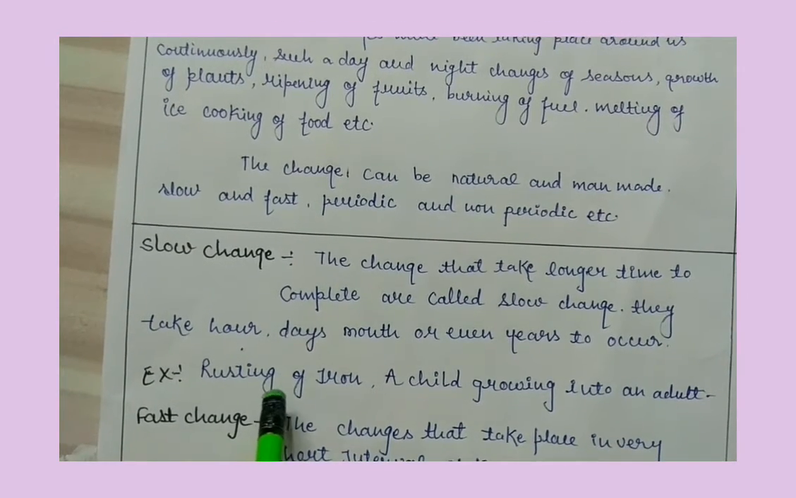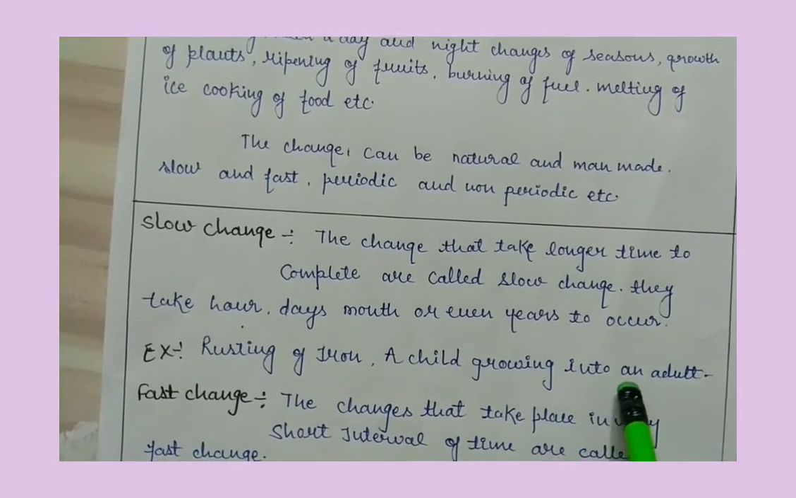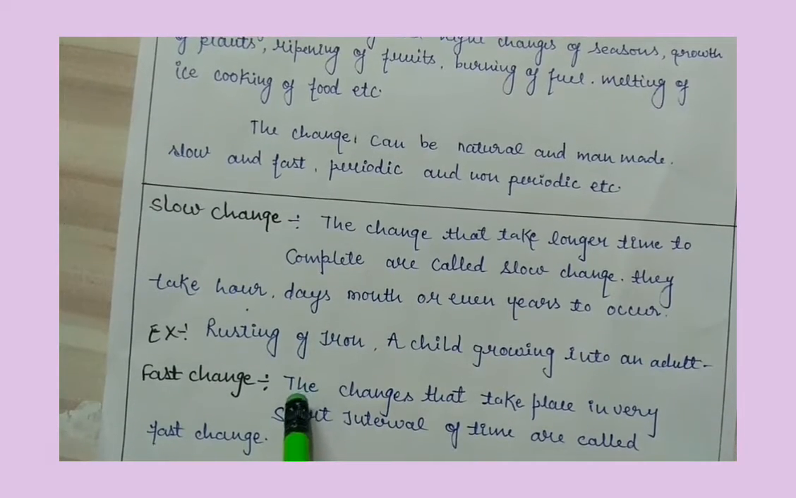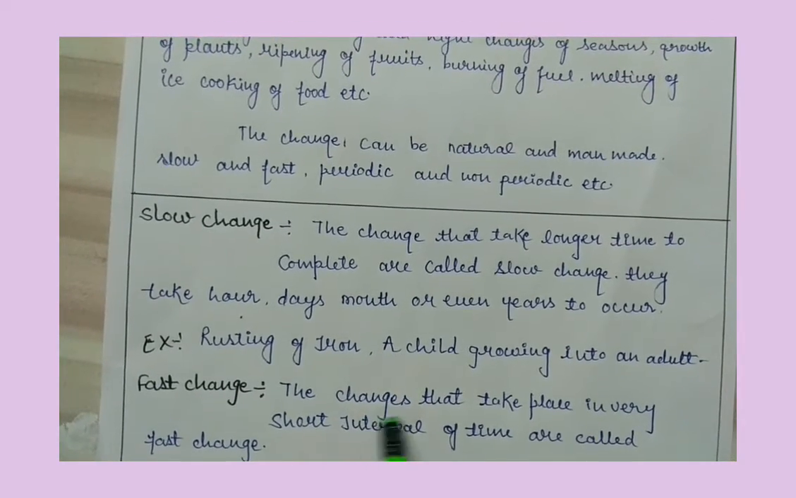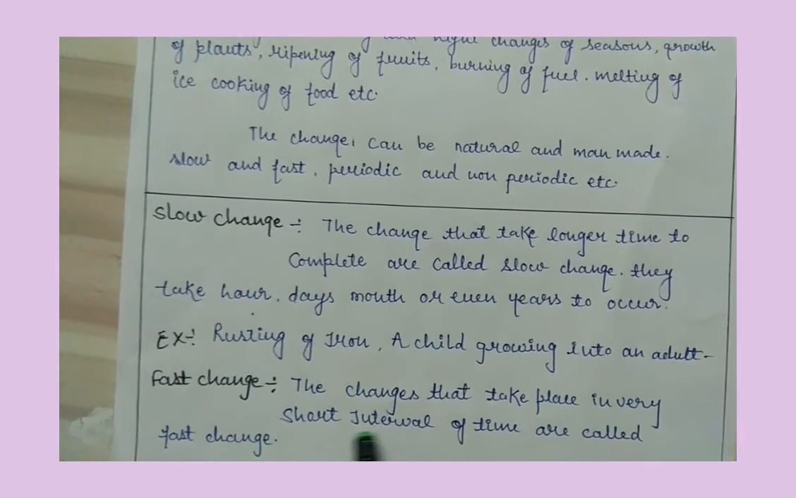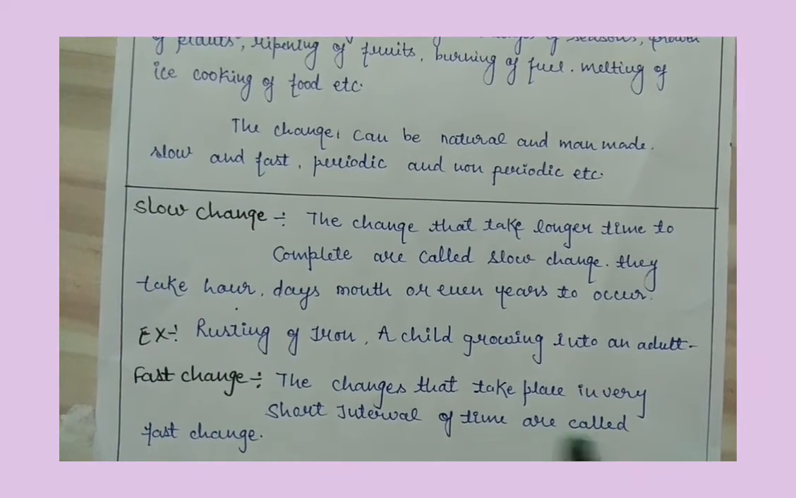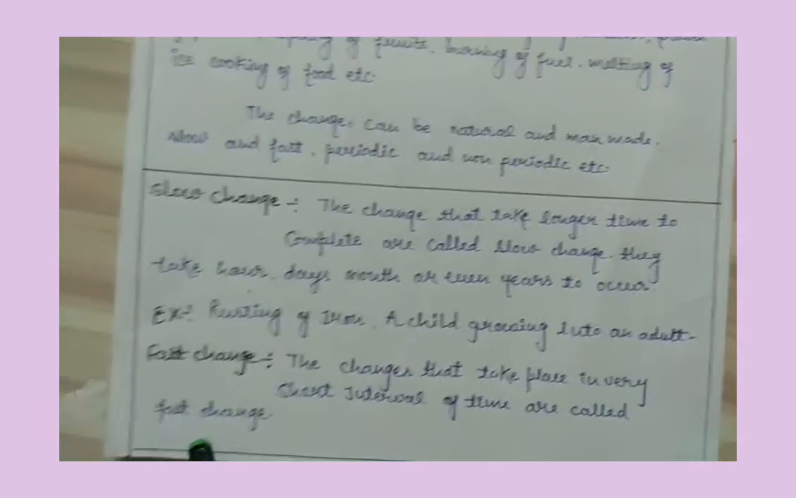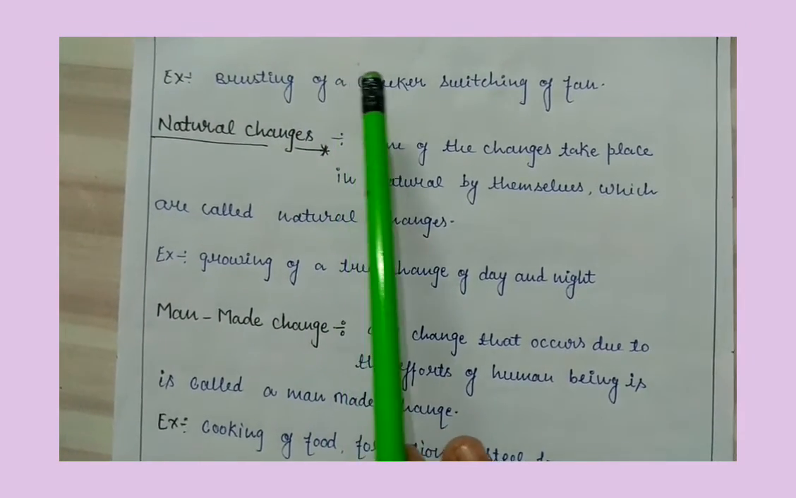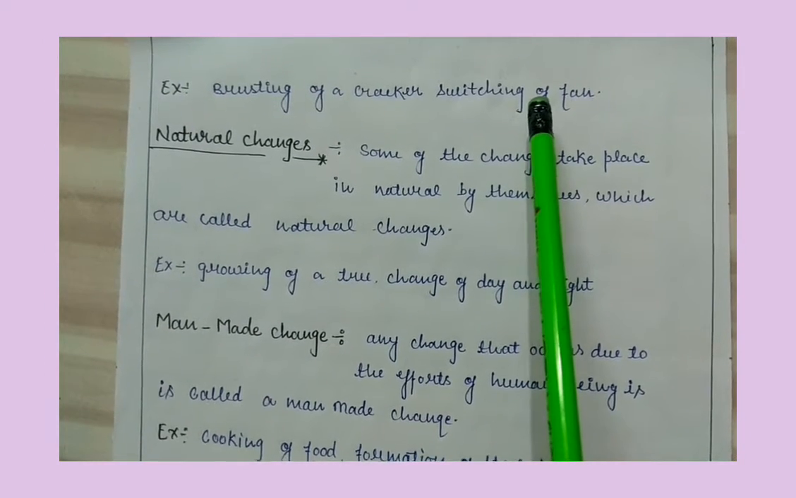For example, rusting of iron, a child growing into an adult. These are all examples of slow changes. Fast change: the changes that take place in a very short interval of time are called fast changes. The blasting of a cracker, switching on a fan. These are examples of fast change.